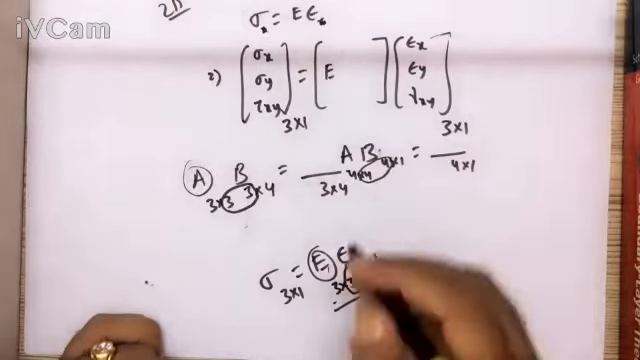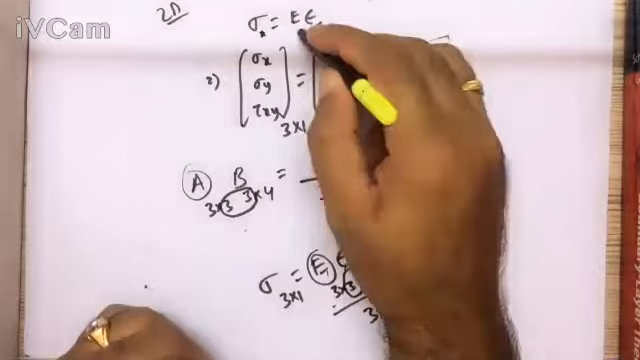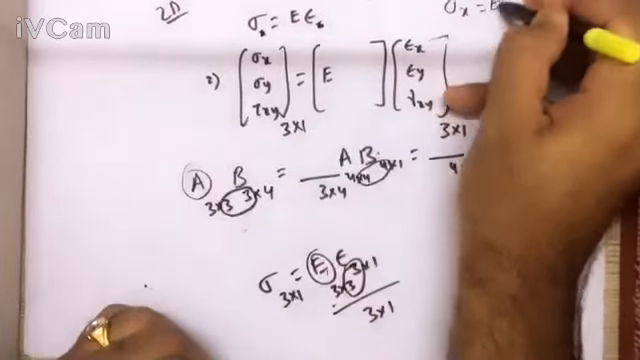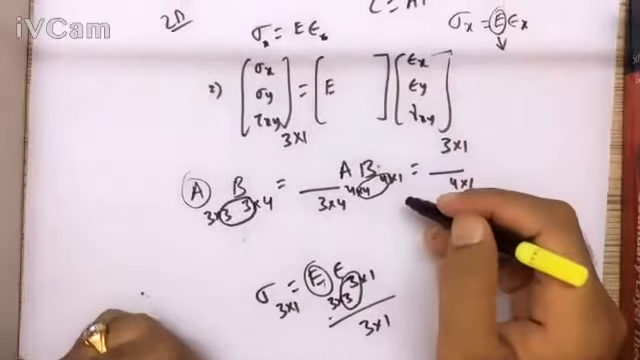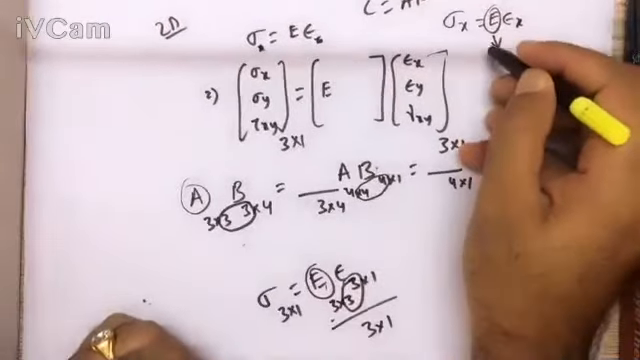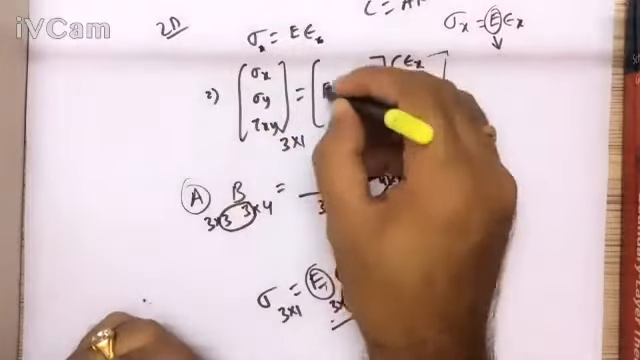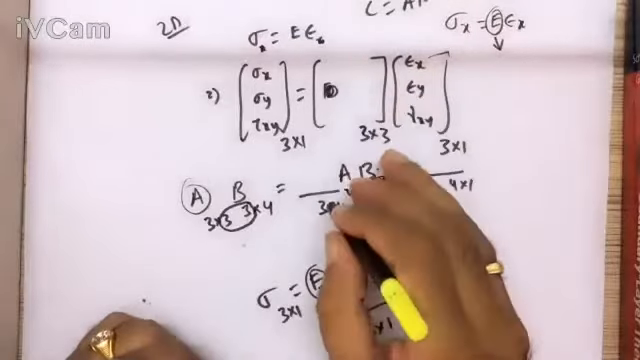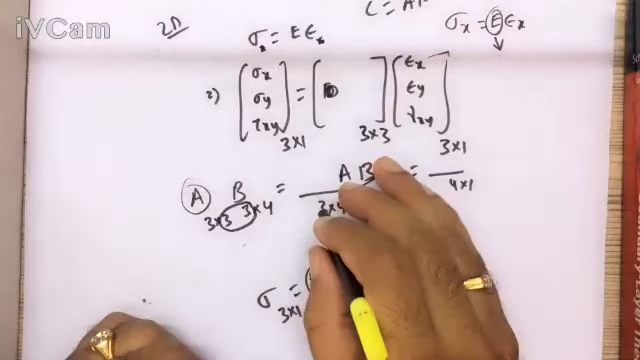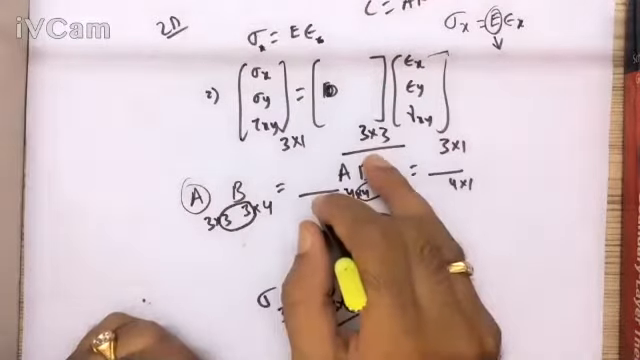I hope you understand. The bottom line is, this can no longer be a single value. If it is sigma x is equal to E into epsilon x, then Young's modulus would be a simple value. But here, because I'm considering two dimensions, Young's modulus turns into a matrix which is 3 by 3. For the time being, we do not know what this matrix is, but we know it is a 3 by 3 matrix.